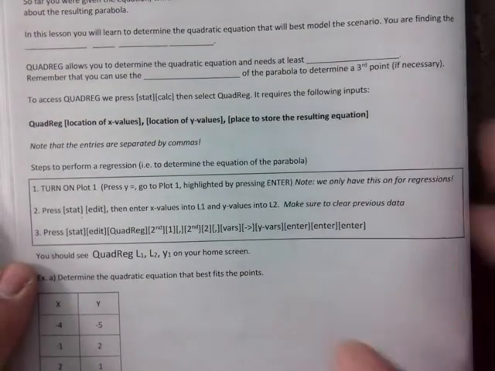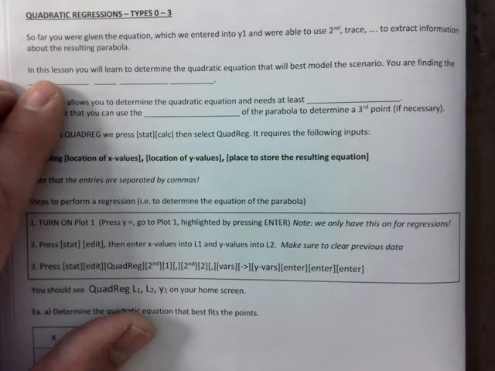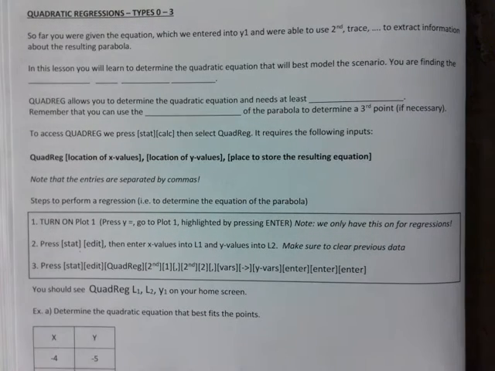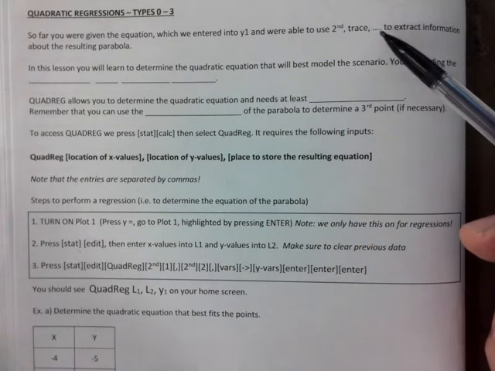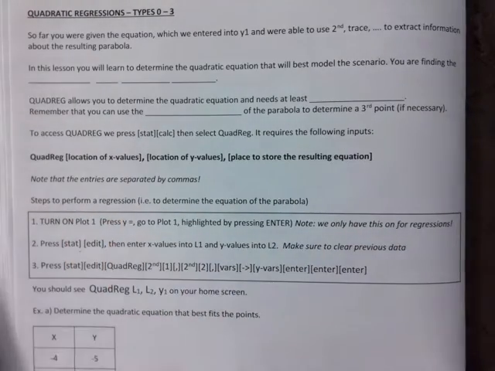If you're a little lost still, we're going to do quite a few of these. So I think by the end you'll be in good shape. Okay, so far you were given the equation. We're on page 18, right? Which we entered into y1, and then we were able to use second trace, and you fill in the blank, right? Max, min, a value, you name it, to extract information about the resulting parabola.